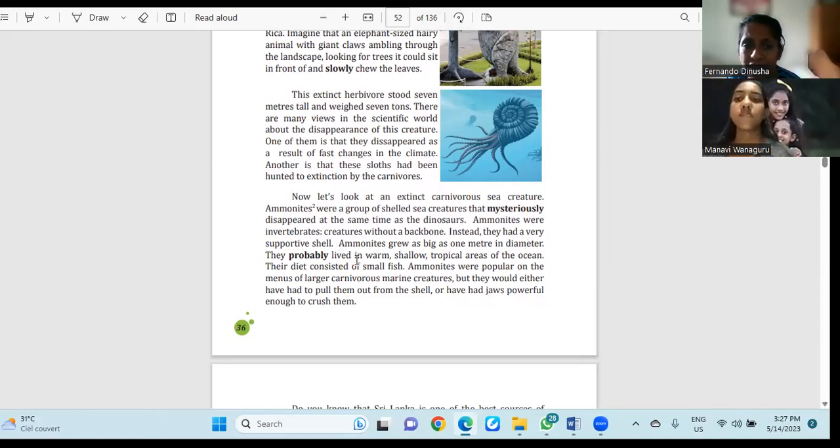They probably lived in warm, shallow, tropical areas of the ocean. Their diet consisted of small fish. Ammonites were popular on the menus of large carnivorous marine creatures, but they would either have had to pull them out from the shell or have had jaws powerful enough to crush them.